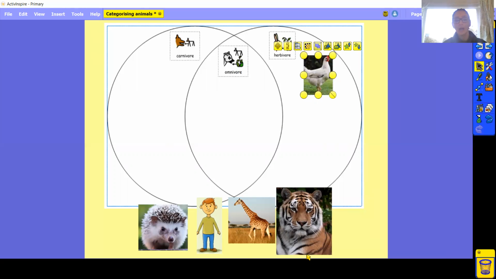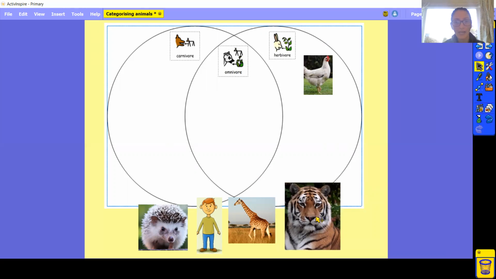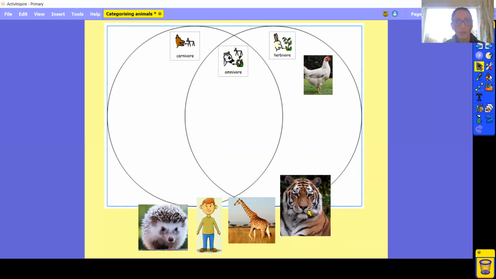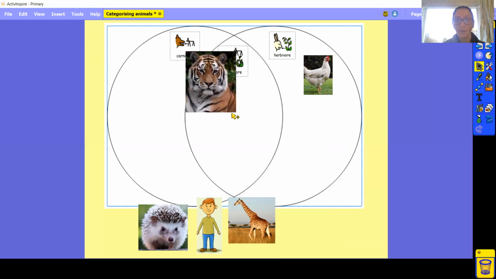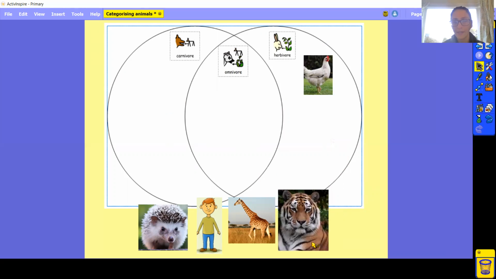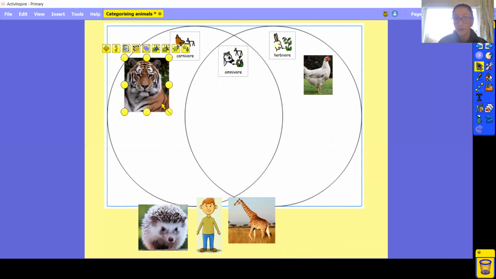Okay, so our next animal, we have got a tiger. So have a think, would a tiger be a carnivore, an omnivore, or a herbivore? Let's have a think. Do you think it would eat meat or plants or both? So well done if you said a tiger was a carnivore. Yes, a tiger is a carnivore, it eats meat, it hunts for meat.